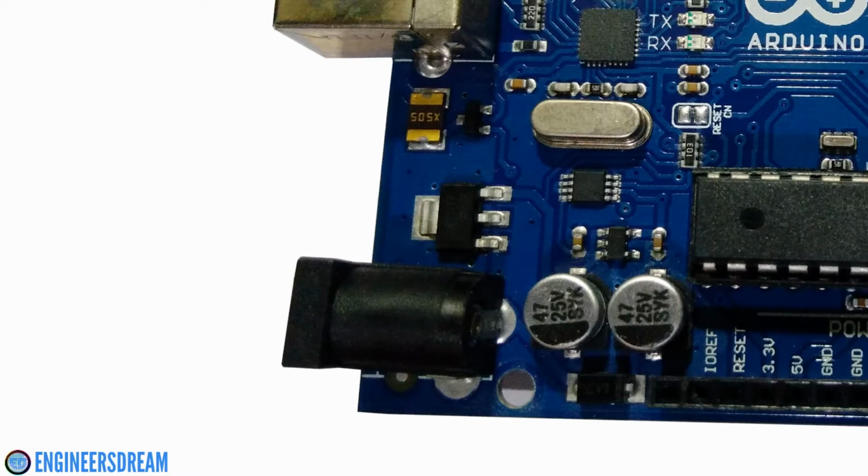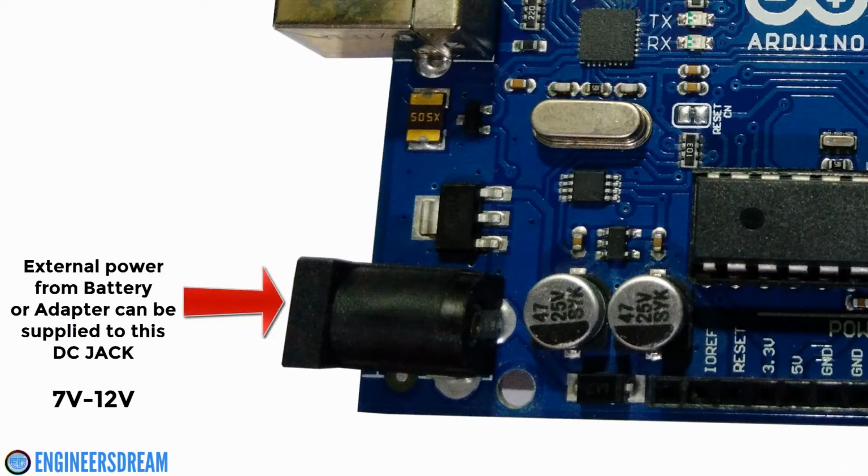So guys, after uploading the program in the Arduino, if we want to give external power supply to it, then we can provide external power using this DC jack connector. We can supply external power between 7 volts to 12 volts using a battery or an adapter. The maximum supply that we can give is around 20 volts.